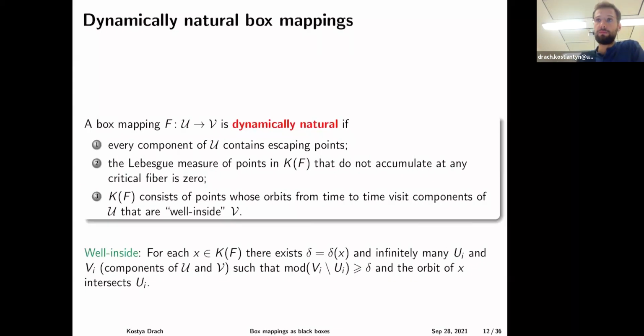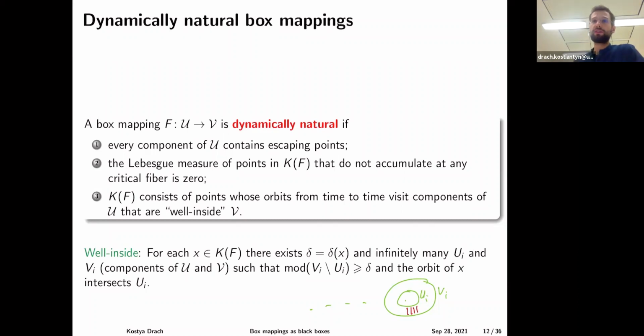This is a slightly technical assumption, which says that for any point X in the non-escaping set, there exists some delta that depends on this point, such that there exist infinitely many components Ui and Vi of U and V, such that the modulus between Vi and Ui is at least delta, and the orbit of X intersects Ui. So we indeed have this situation: if this is Ui, this is Vi, we have some space here, and our orbit indeed travels and jumps from time to time to such Ui's.